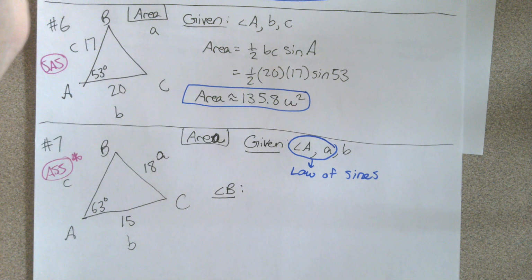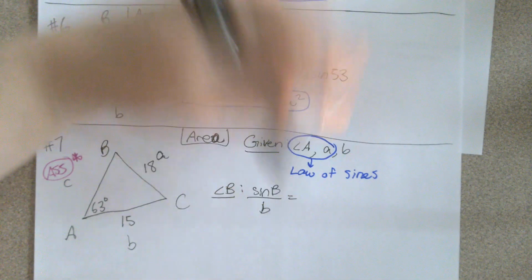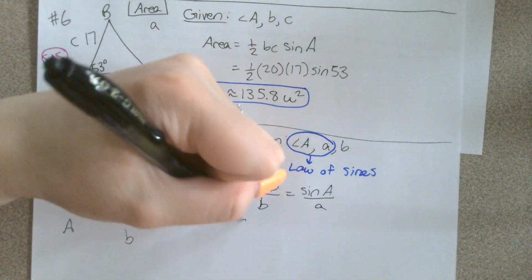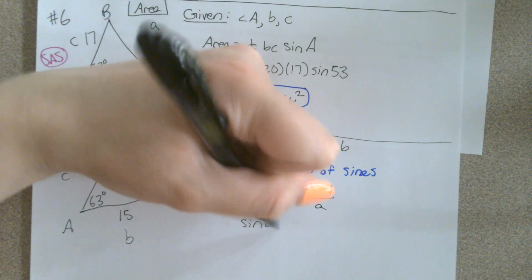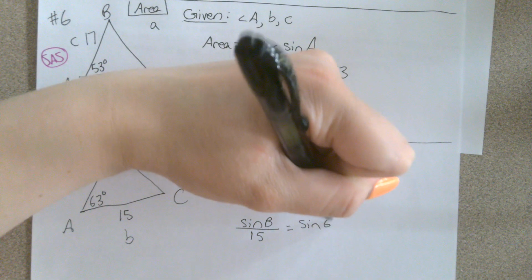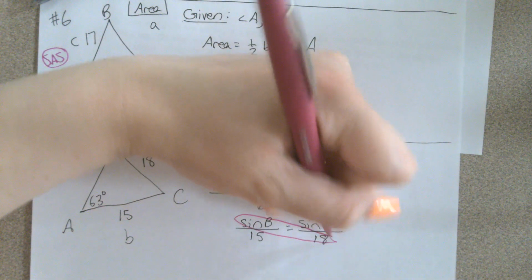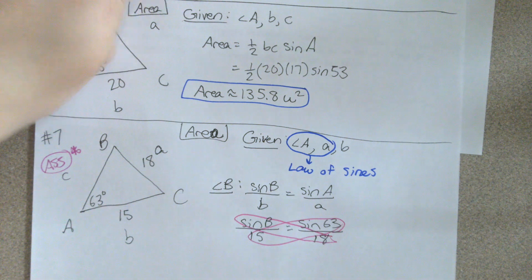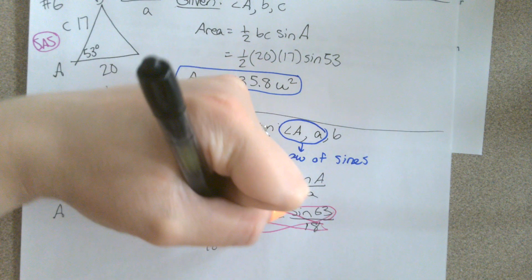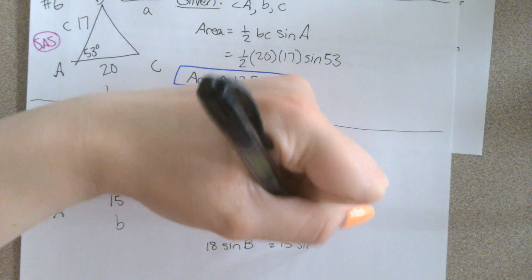So let's start there. We have sine of B over b, because that's what I'm looking for. And then I'm given the A's, sine of A over a. Filling in, I have sine of big B is unknown, little b is 15, equals sine of big A is 63, little a is 18. Cross multiply. We have 18 sine of B equals 15 sine of 63.